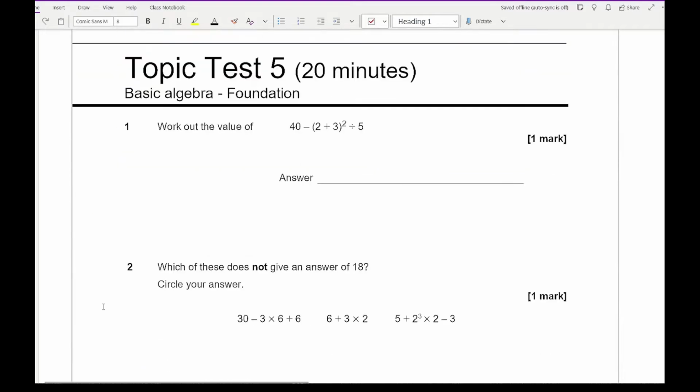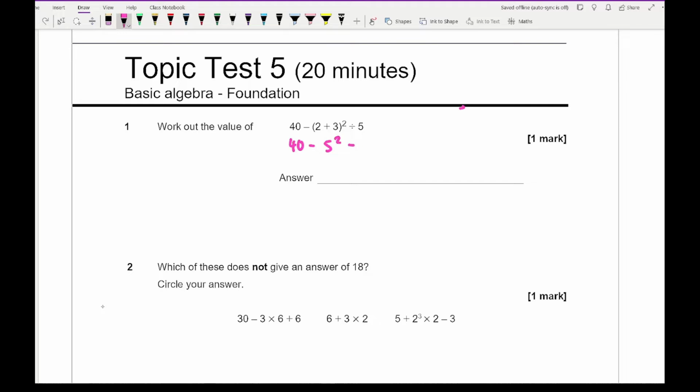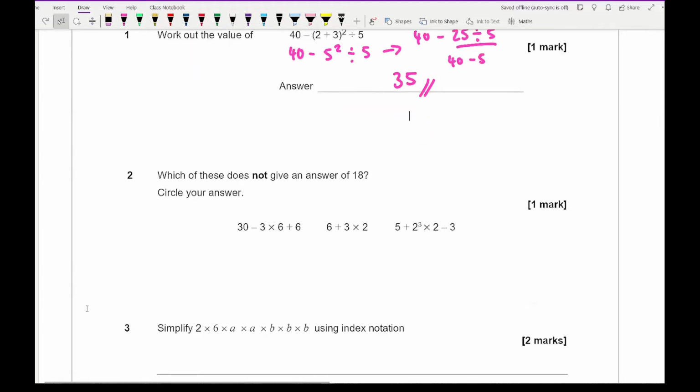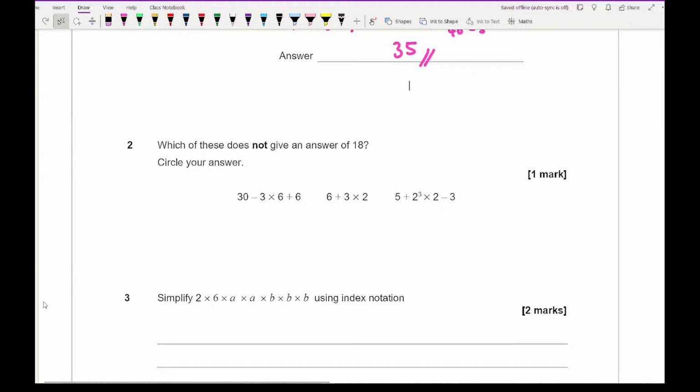So question 1 says work out the value of this, and we've got a BIDMAS question. So for this, we need to deal with the brackets first. So let's do just that. So here we've got 40 minus, and then 2 plus 3 is 5, so that's 5 squared divided by 5. Then from this we've got to deal with the power, so that's 40 minus 25 divided by 5. Then we do the division, so that's going to be 40 minus 5, which gives us a final answer of 35.